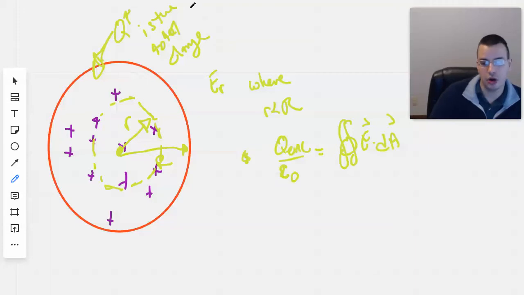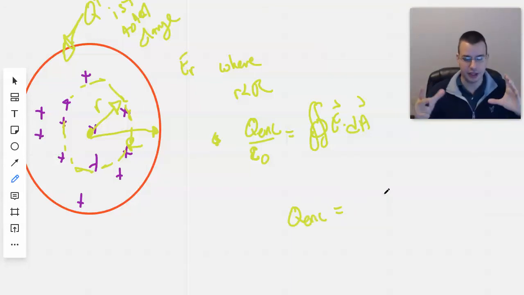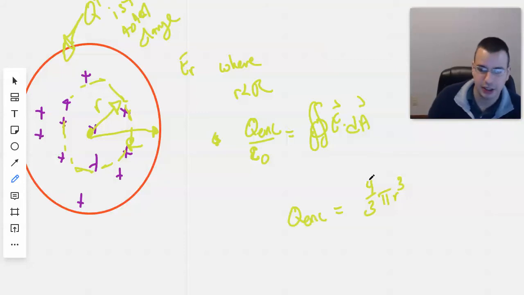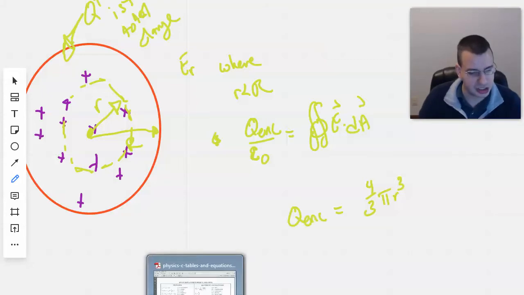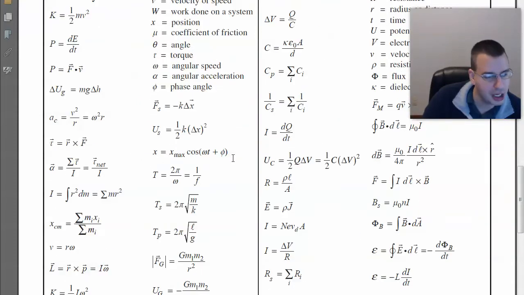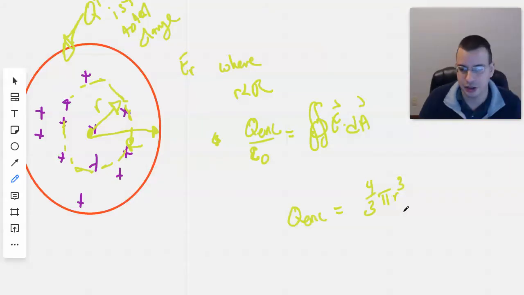And so Q enclosed is not Q plus. Q enclosed would just equal the fraction of the total sphere. So we'd have 4/3 pi r cubed. 4/3 pi r cubed is the volume of a sphere. Is it the volume of a sphere? I should check this out. So to verify, cylinder, sphere, 4/3 pi r cubed. Okay, so we're good on that one.